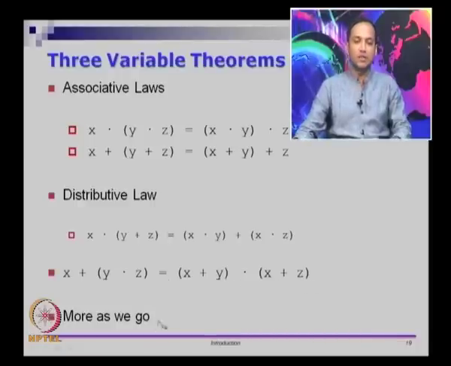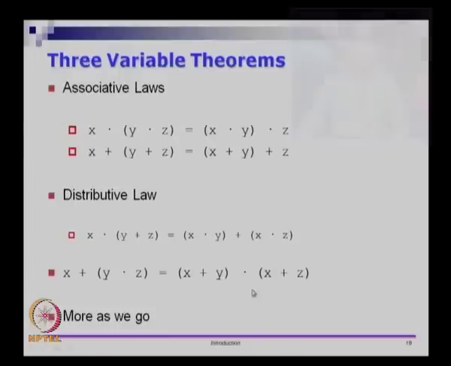So, we will see many more of these things as we go, but I want to conclude this lecture with showing how to prove some of these theorems. So, I am going to take this as an example, x plus y and z. I want to prove that it is the same as x plus y and x plus z. So, right now we do not have any other mechanism than truth table. We will see how to use the truth table to prove the correctness of this.